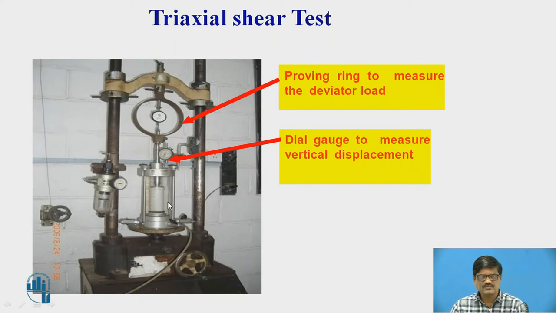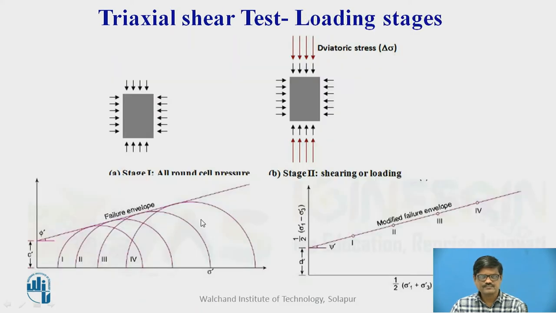Before we apply the vertical pressure, we need to apply the horizontal pressure, that is the confining pressure. That confining pressure is applied with the help of the pressure unit, of known magnitude. Then we start the motor, and we start applying the vertical force. Whatever vertical force is applied can be measured in this proving ring. We keep on continuing this load till the failure takes place.